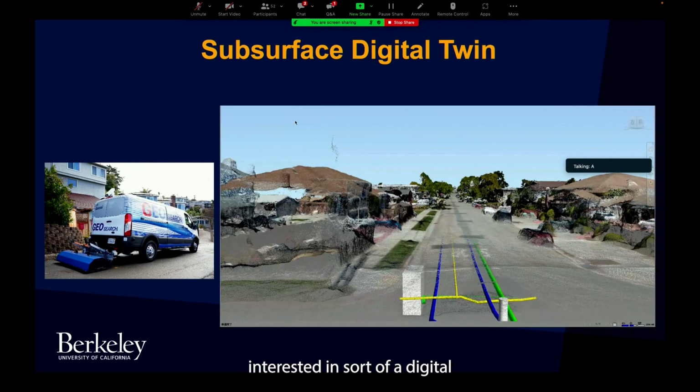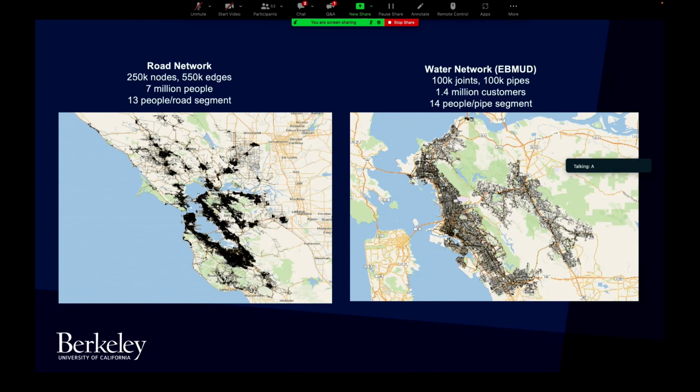Obviously, we're also interested in a digital twinning of the subsurface, so you can see the ground penetration radar and try to map the infrastructure. As you can see, the East Bay MUD water network is shown on the right, and the road network is shown on the left, and basically every road has pipelines. And so the network is similar in a sense.